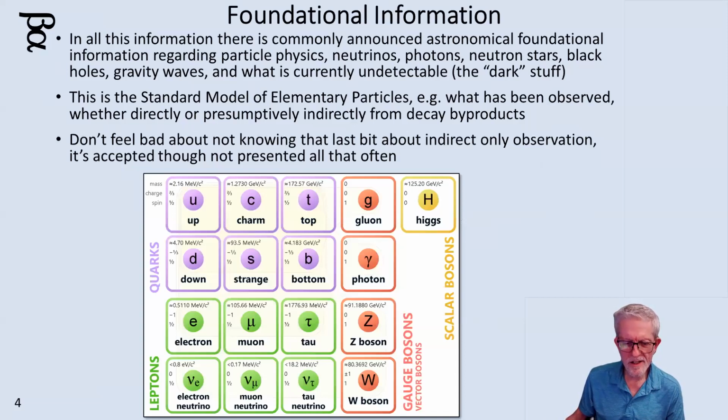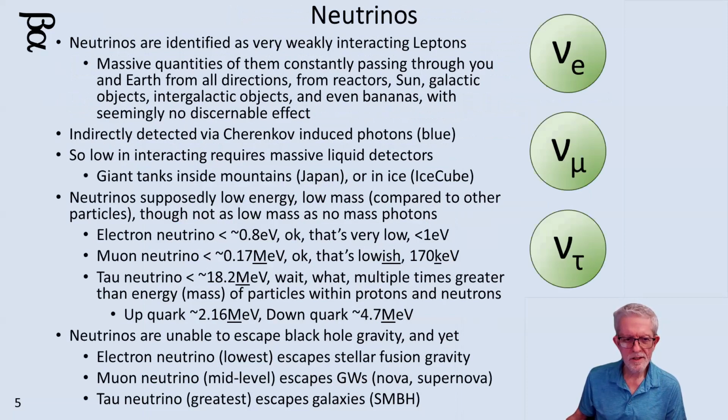But that's foundational information. So when somebody says, I think I found a particle. Okay, what are the numbers? What is its mass, its charge, its spin? And then you find out, that's a bottom quark. That's not a new quark. So you have to do your analysis. It's not just, I think I got one. You've got to prove you got one. So let's start with neutrinos.